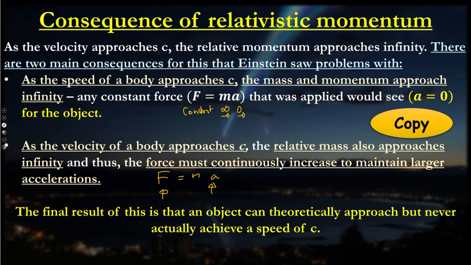You can't just get energy out of nowhere. So the final result of this is an object theoretically can't reach the speed of light, but it can get close to the speed of light. Because we're trying to find an additional amount of force out of nowhere. So that's not quite possible.